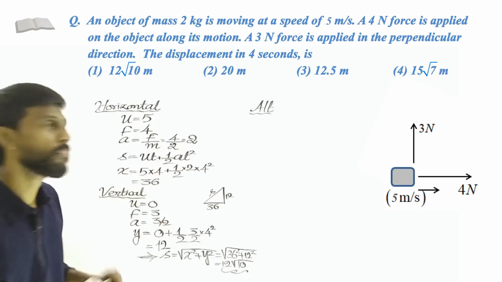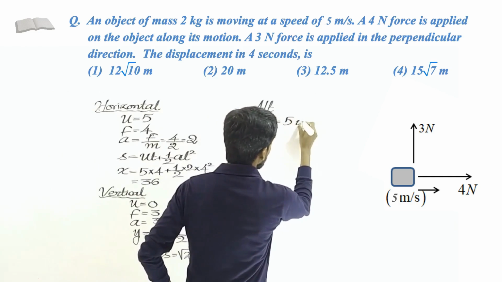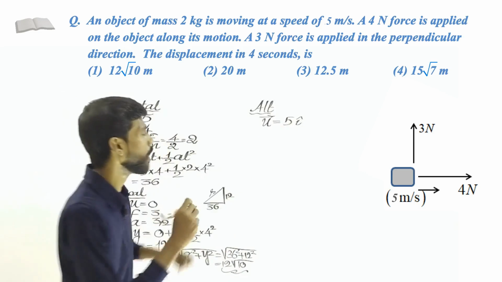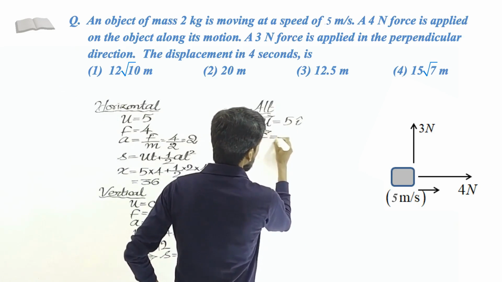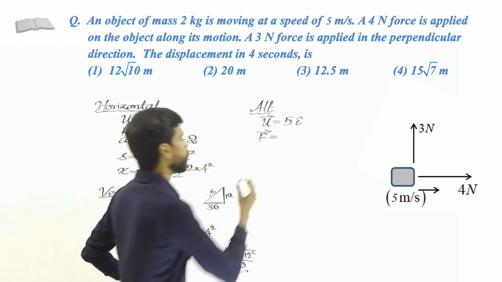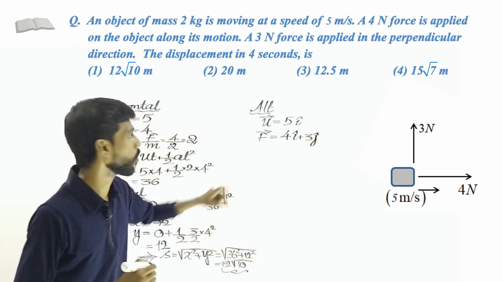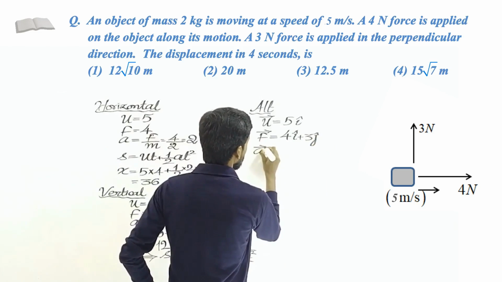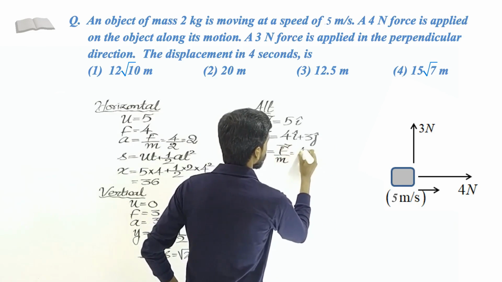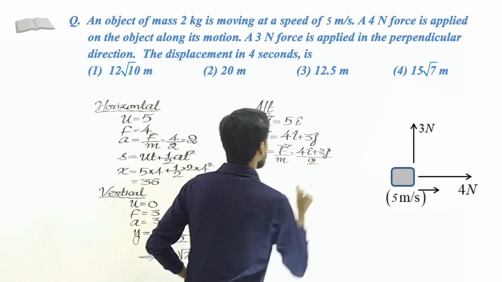So what is the initial velocity then? In vector form, u equals 5 i cap. Horizontal direction only, no vertical initial velocity. Now what is the force? The force has two components: 4 units in the horizontal direction, so 4 i cap, and similarly 3 j cap. So 4 i cap plus 3 j cap is the force vector. Now we can find the acceleration vector: force divided by the mass of the object. So 4 i cap plus 3 j cap divided by 2, where the mass is 2. This is the acceleration vector.